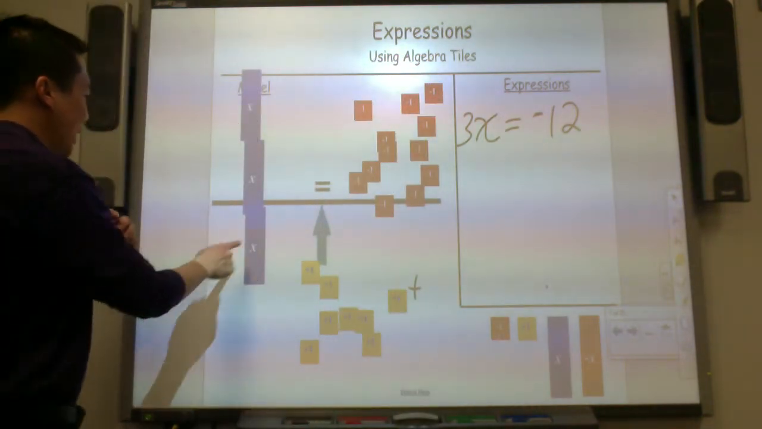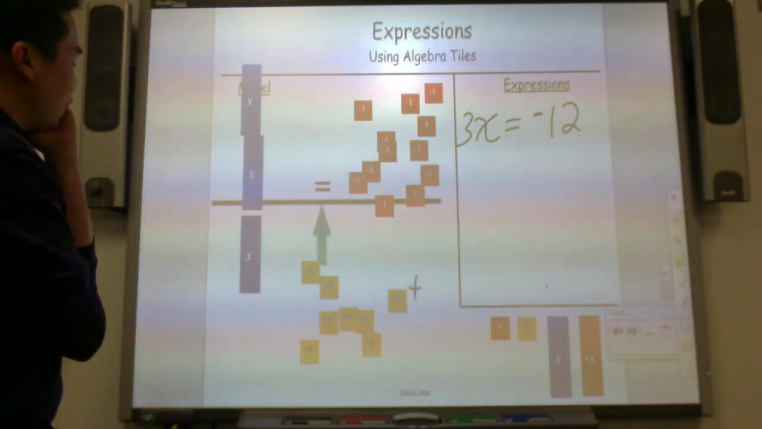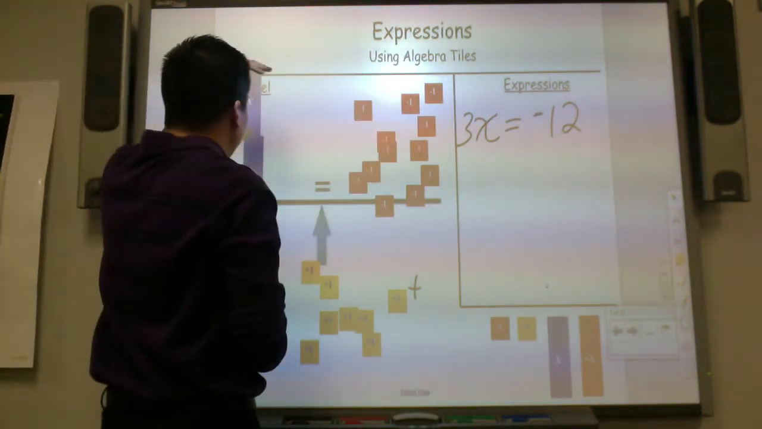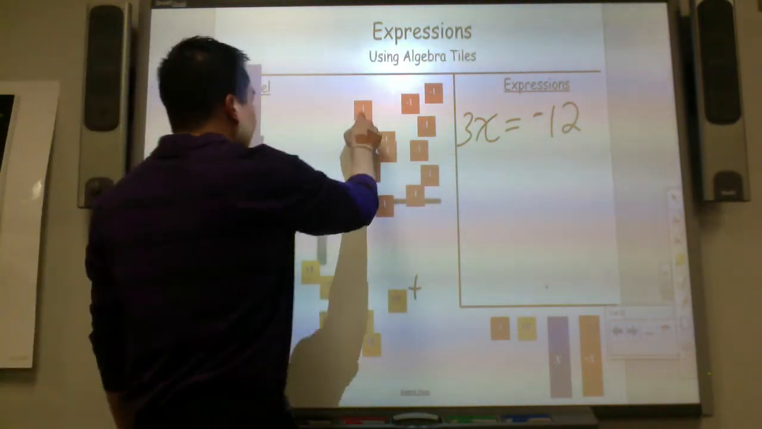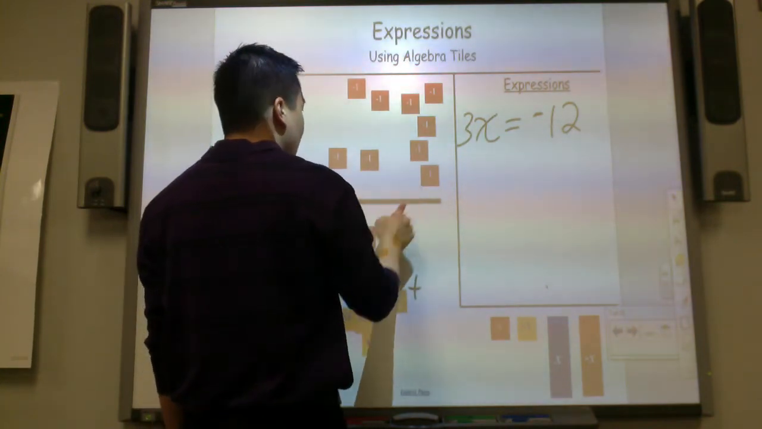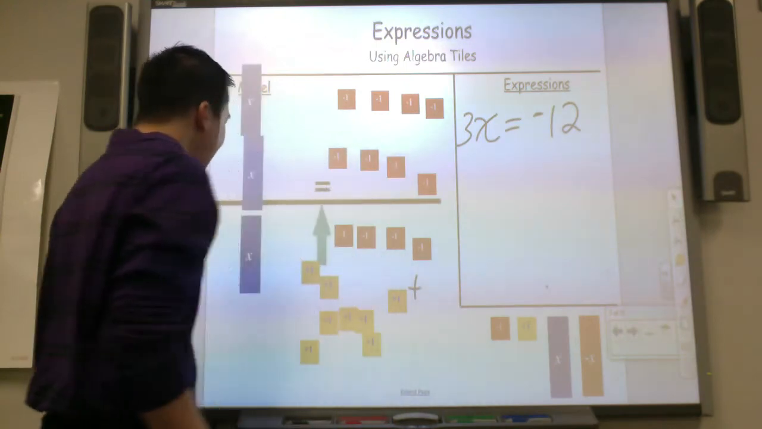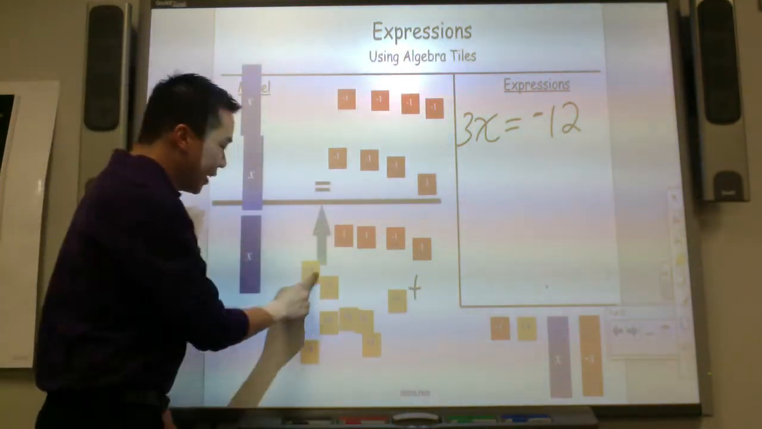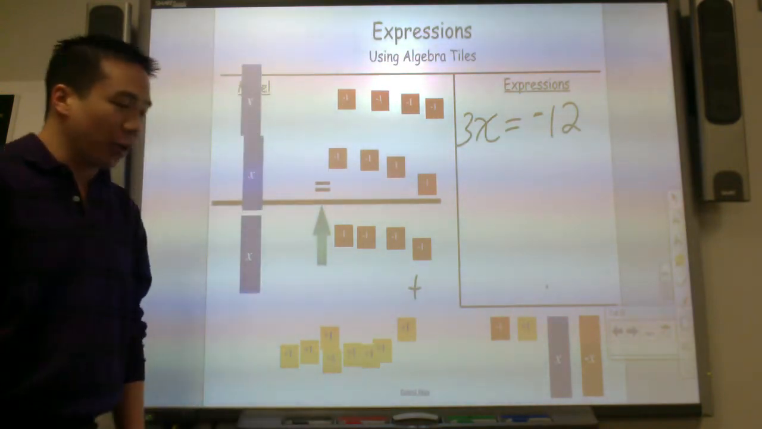So I have 3 x's here, as you can tell. I need to figure out how many negatives go to each x. So I need to put them in groups of 3. Groups of 3, groups of 3, groups of 3. So each x is equal to negative 4. So that's my answer. Each x is equal to negative 4.